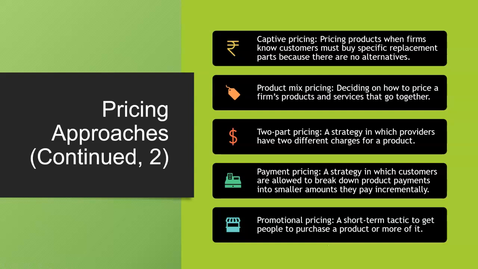Some other price approaches include captive pricing, where firms price products knowing customers must buy specific replacement parts because there are no alternatives. Product mix pricing: deciding how much to price a firm's products and services that go together. Two-part pricing: a strategy in which providers have two different charges for a product. Payment pricing: a strategy in which customers are allowed to break down product payments into smaller amounts they pay incrementally.